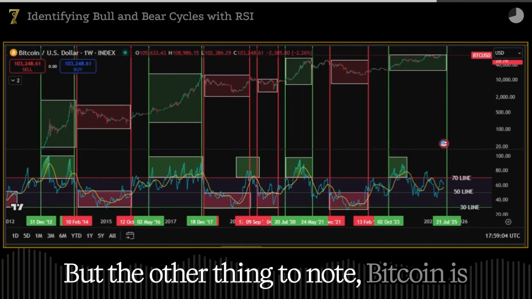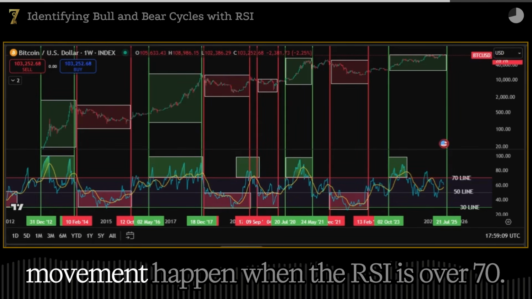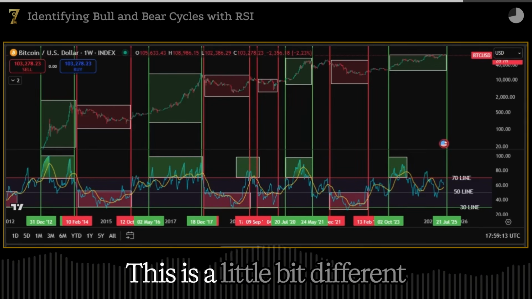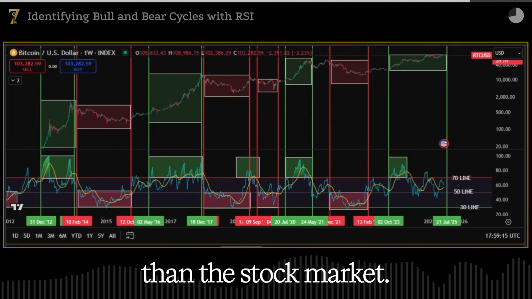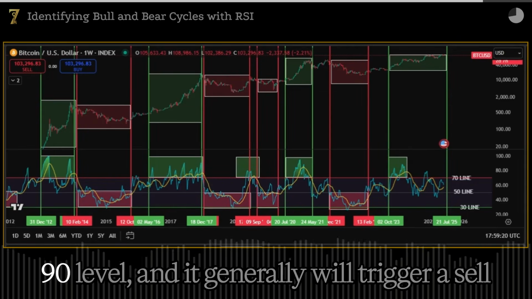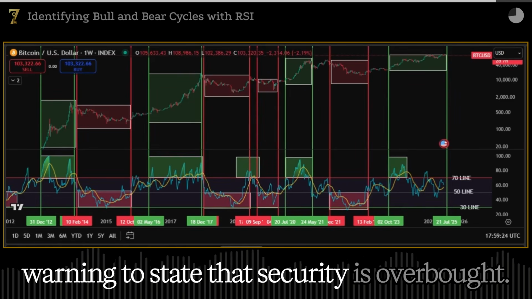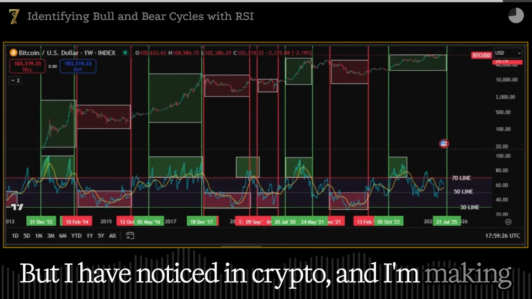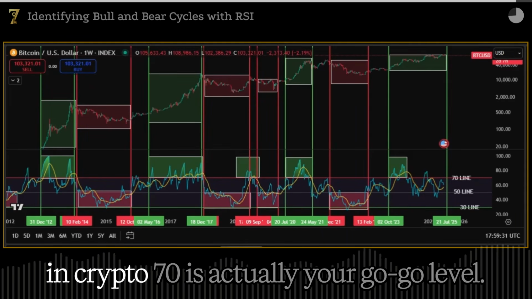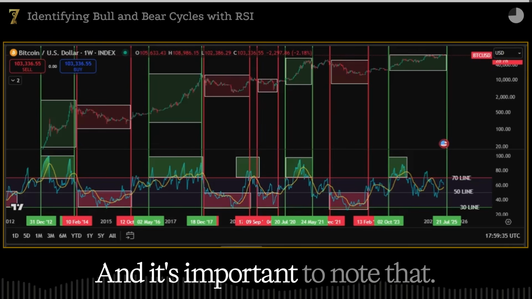But the other thing to know, Bitcoin is unique in that most of the big periods of movement happen when the RSI is over 70. This is a little bit different than the stock market. In the stock market, a lot of times you'll see individual securities get to the 80 or 90 level, and it generally will trigger a sell warning to state that security is overbought. But I have noticed in crypto, and I'm making that key differential point here and now, in crypto, 70 is actually your go-go level. And it's important to note that.